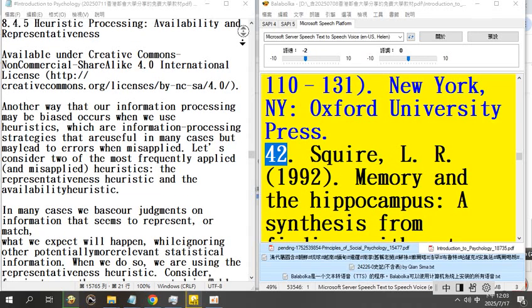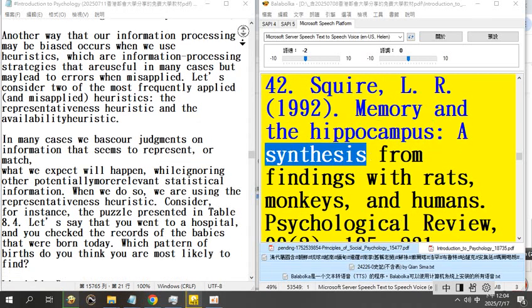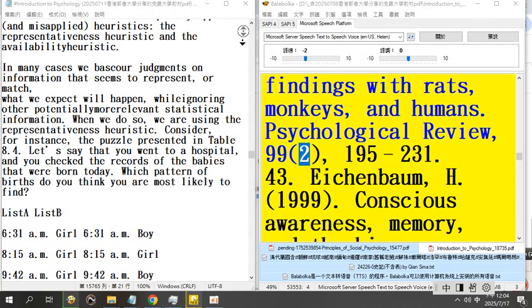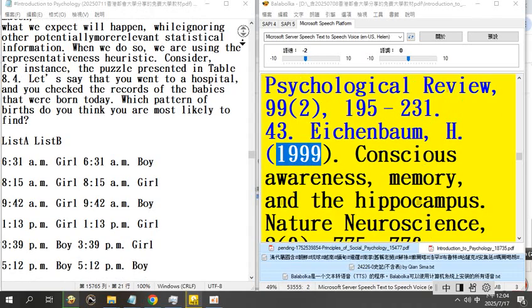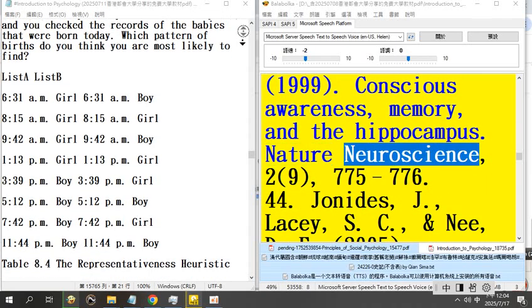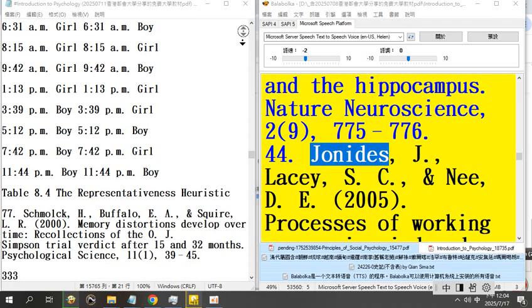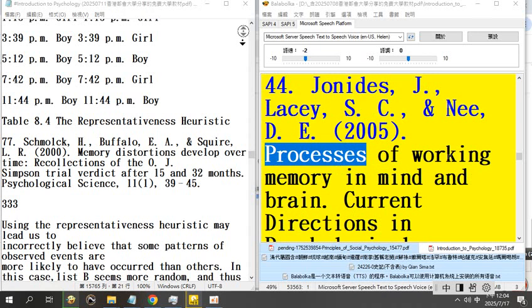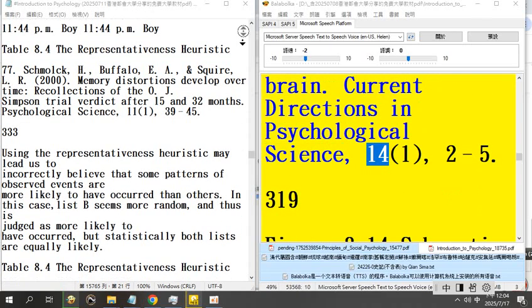42. Squire, L.R. 1992. Memory and the Hippocampus, a synthesis from findings with rats, monkeys, and humans. Psychological Review, 99, 2, 195-231. 43. Eichenbaum, H. 1999. Conscious Awareness, Memory, and the Hippocampus. Nature Neuroscience, 2, 9, 775-776. 44. Ioannides, J., Lacey, S.C., and Nee, D.E. 2005. Processes of Working Memory in Mind and Brain. Current Directions in Psychological Science, 14, 1, 2-5.